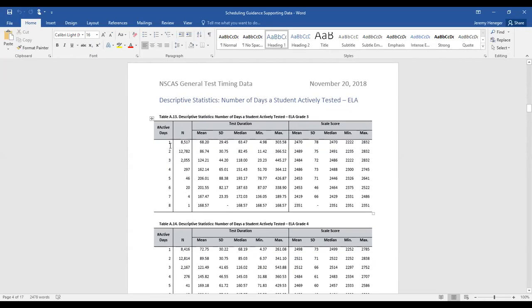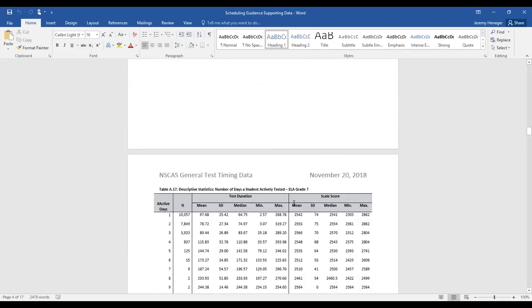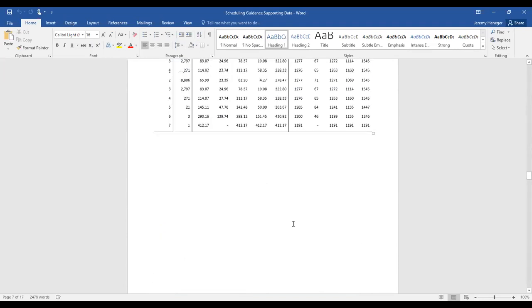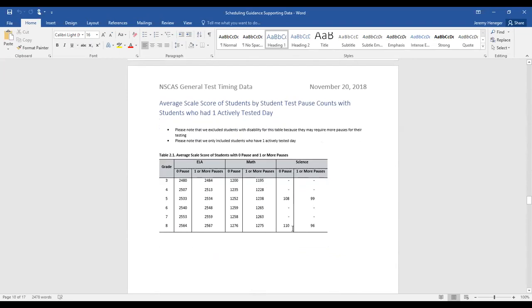Also here is information about the number of days a student actively tested and the mean scale score. So you can say, okay, students that took 1 day, what was their mean scale score? Students that took 2 days? We put all that together for you so that you can see it very easily. ELA, the same information for math, and the same information for science is listed there.